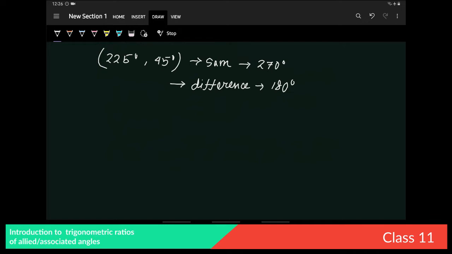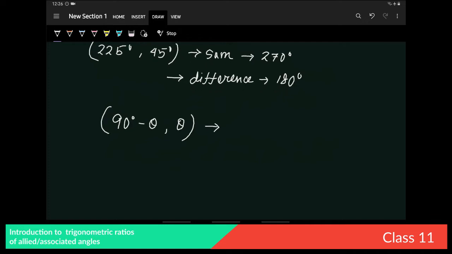Now we can say 90 degrees minus theta and theta, these two angles are allied angles. Why? Because if you look carefully, their sum is giving us what? If we do the sum, it is 90 degrees minus theta plus theta. So theta and theta will get cancelled out and we will be left with 90 degrees. Okay, so these two angles are allied angles.